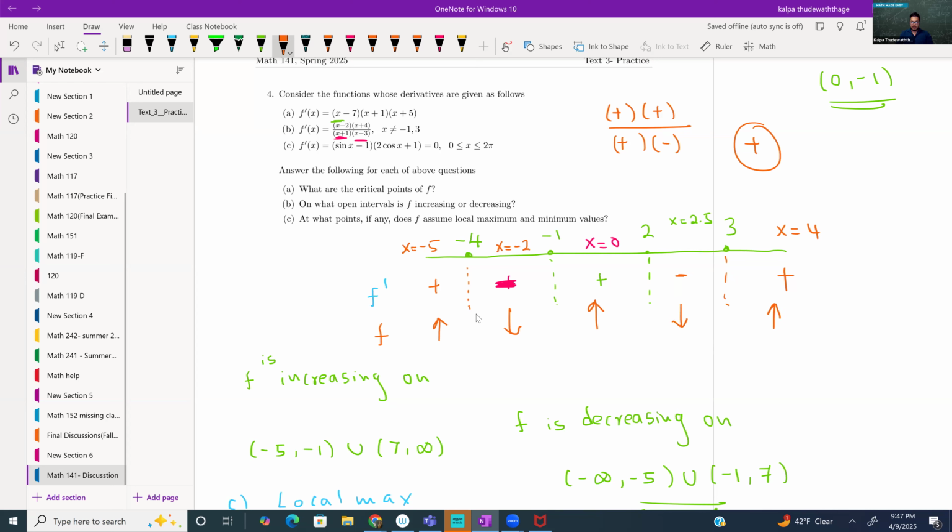So I know at x equal -4, this point, it changes from increase into decrease, and this is 2. Both are max, local max.